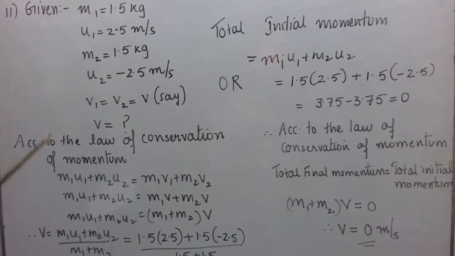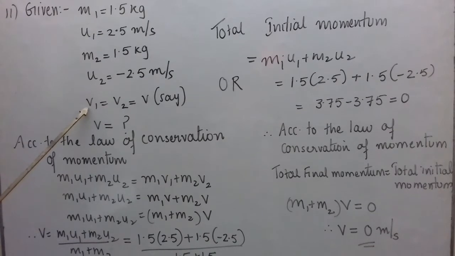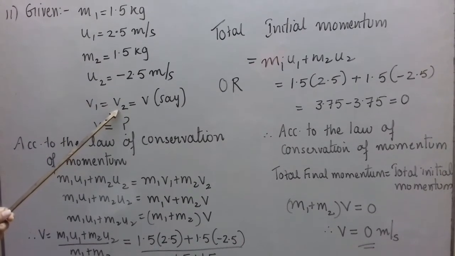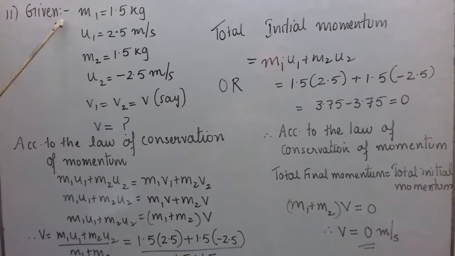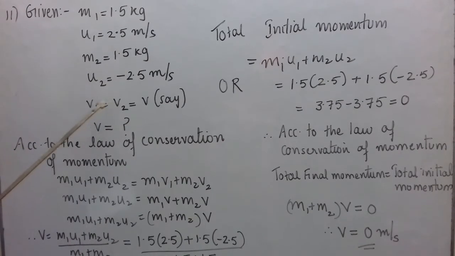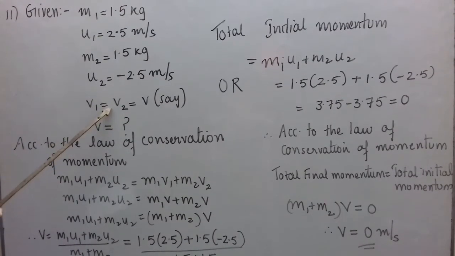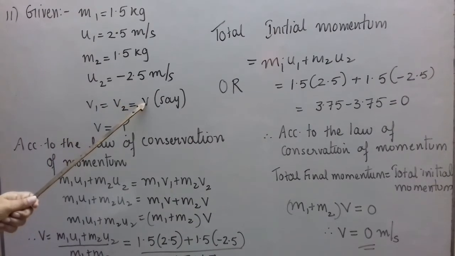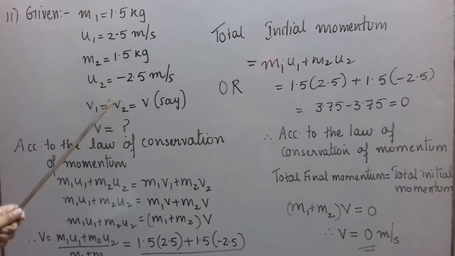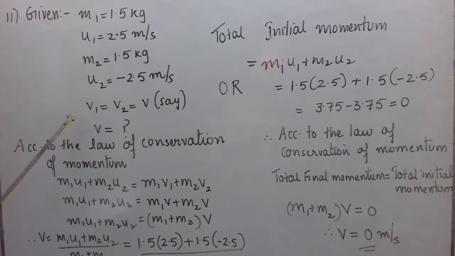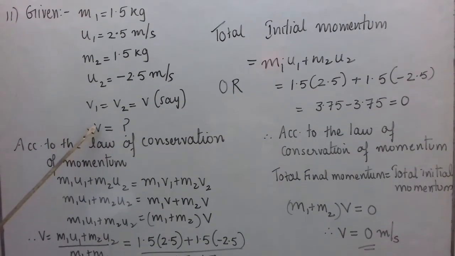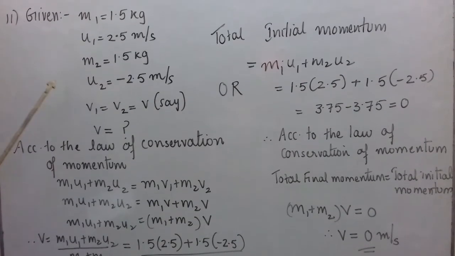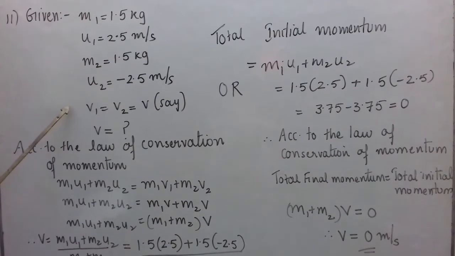As they stick together during collision, their final velocities v1 and v2, which we otherwise take for object 1 and object 2, are equal because they stick together. Let us take each of these values to be equal to v. We can denote these velocities by v. We have to find now v, the combined velocity, the velocity with which these two combined objects move when they collide, when they stick together.